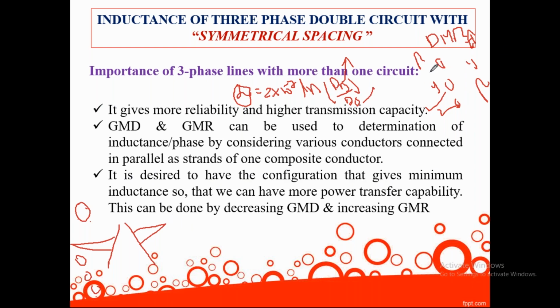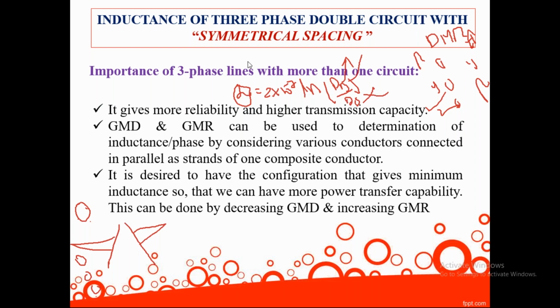By making this kind of configuration, we can reduce the inductance, so that we have more power transfer capability. This can be done by decreasing GMD and increasing GMR. So if either of these two is possible, we can automatically reduce L. Either GMD should be reduced, or GMR should be increased. Okay? If GMD is reduced, L is also reduced. If GMR increases, L also increases.